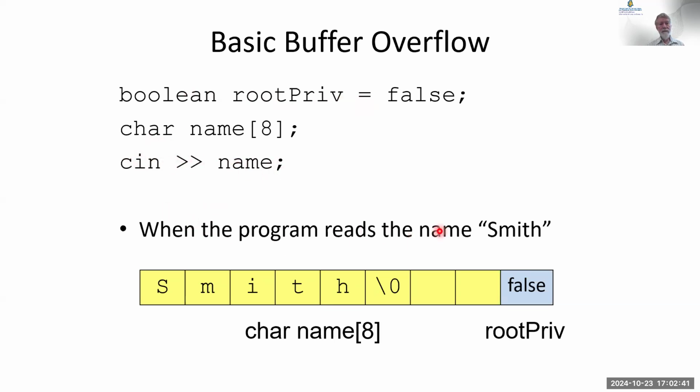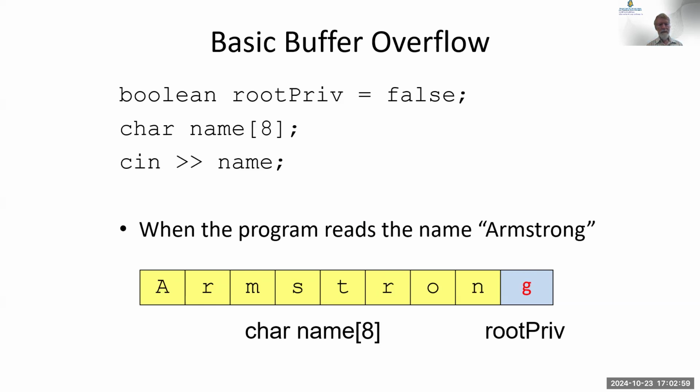So if you type in Smith, then it's SMITH, and then there's that terminating character, which is not /0, it's a binary 0. Remember, all the characters are different numbers, but a binary 0 is used in C to represent the end of a string. So that works just fine.